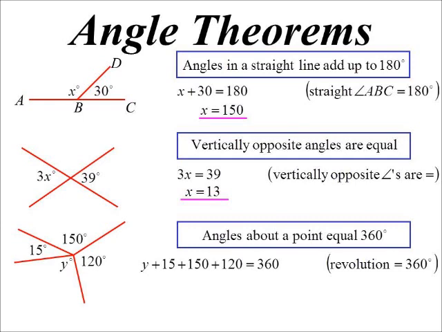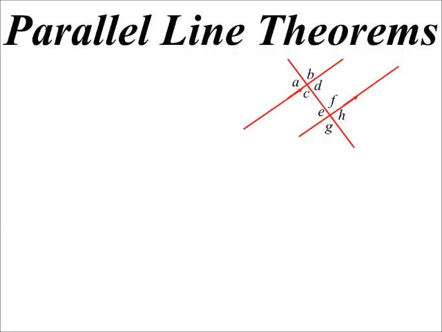I simply would say revolution. Same as back on the first one, I said, well, that's a straight angle. Well, that's a revolution angle. Right? So rather than writing angles about a point, it's quicker just to say revolution. It's a revolution angle, that's 360. I know revolution is 360. And I get y is 75. Parallel line theorems.